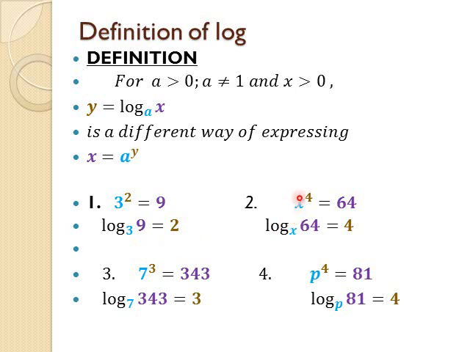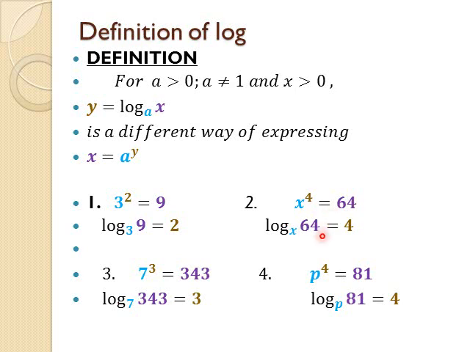Look here again, x to the power 4 equals 64. In log format, take the base down, 64 and 4 simply change places. Alright, so 4 to the power 4 would give me 64. Now I'm lying here, 4 times 4 is 16. Log base x of 64 would equal 4.